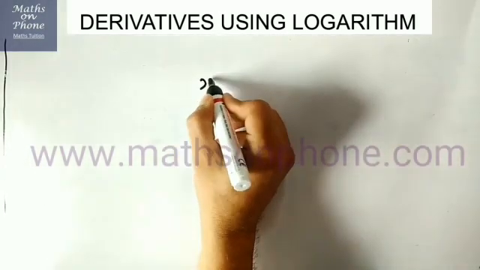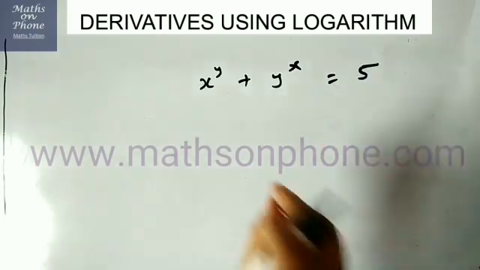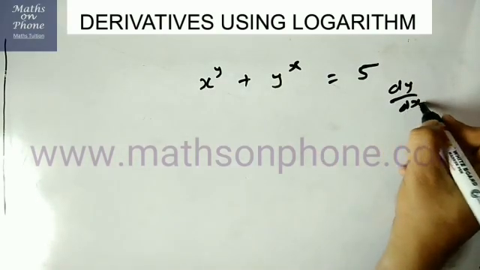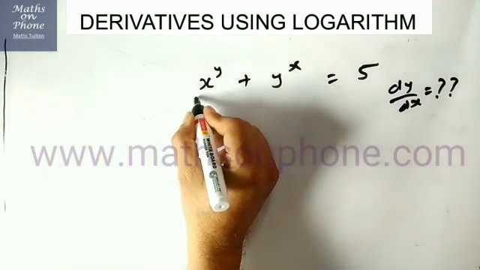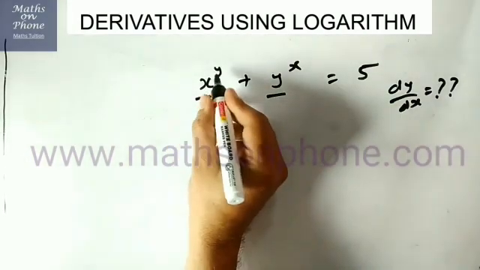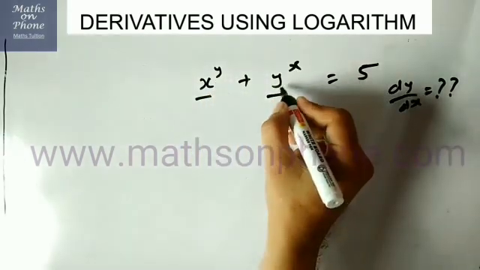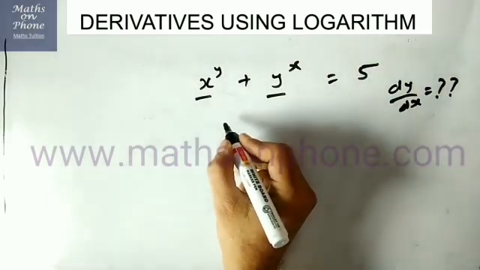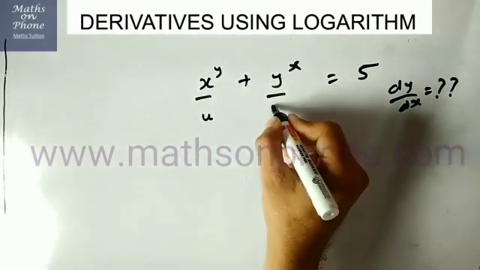Sometimes we encounter the problem x to the power y plus y to the power x is equal to 5. We need to find dy by dx. Just give the treatment. We cannot take log both sides. Why? Because it is variable to the power variable plus variable to the power variable, and on taking log it will be log of m plus n, which we cannot proceed with. So we will give individual treatment u, v.